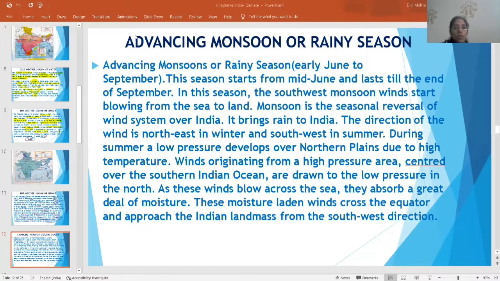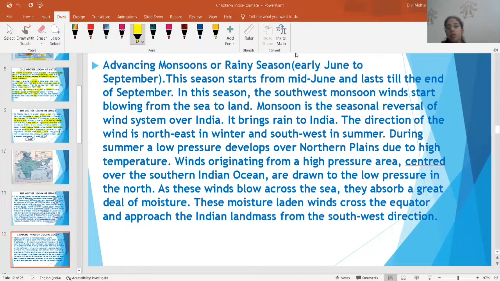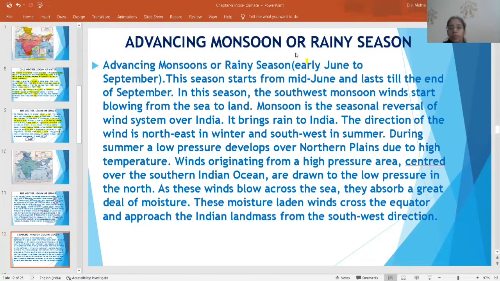So what about the advancing monsoon or rainy season? It starts in the middle of June and lasts till the end of September. This we already did. In the middle of June it starts and it lasts till the end of September.